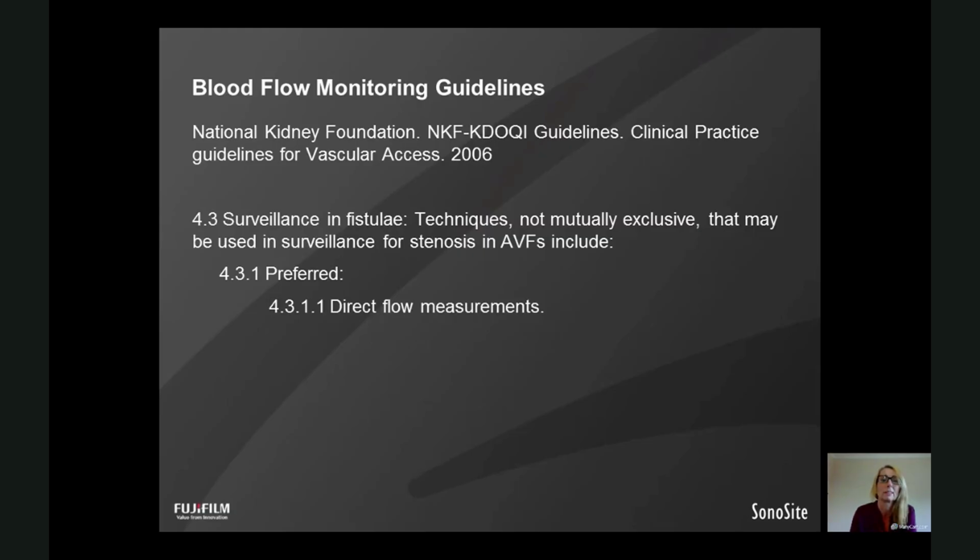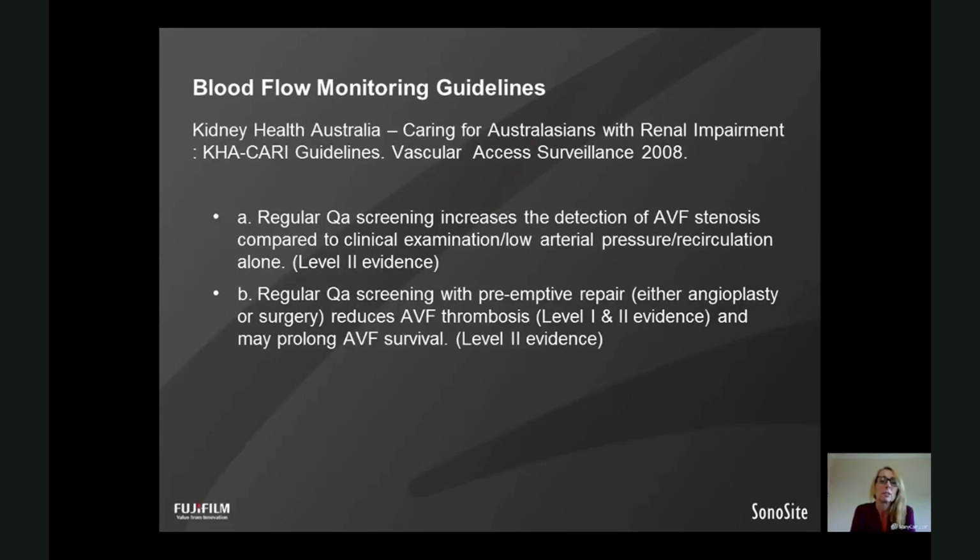to perform surveillance. The Kidney Health Australia CARI guidelines, we call them, they talk about vascular access surveillance, and they recommend that regular access flow screening increases the detection of AV fistula stenosis compared to clinical examination, low arterial pressure or recirculation measurements alone. The regular access flow screening with preemptive repair, and they talk about either angioplasty or surgery, reduces arteriovenous fistula thrombosis and may prolong arteriovenous fistula survival.